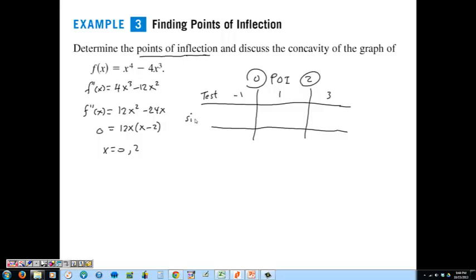And then my sign of my second derivative, negative 1 in here would give me, that's definitely a positive. And then a positive 1, that would be a negative. And then 3 would be 9, 9 times 12 minus 3 times 24, that's positive. So we have concave up, concave down, and concave up.